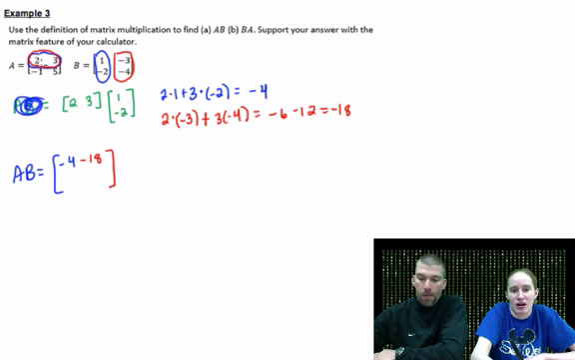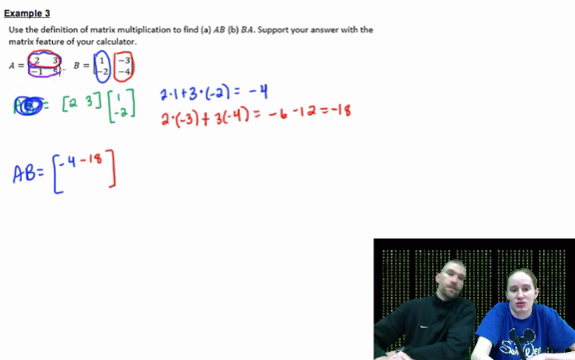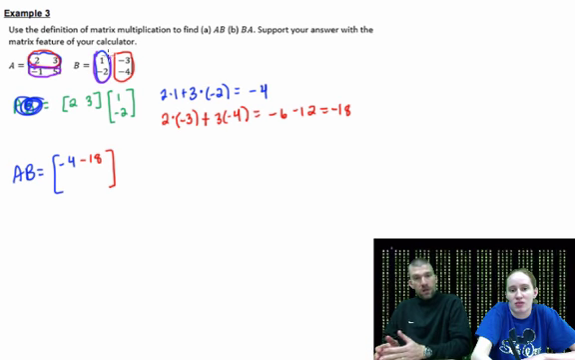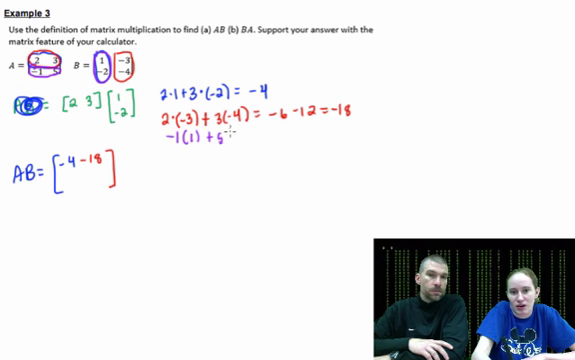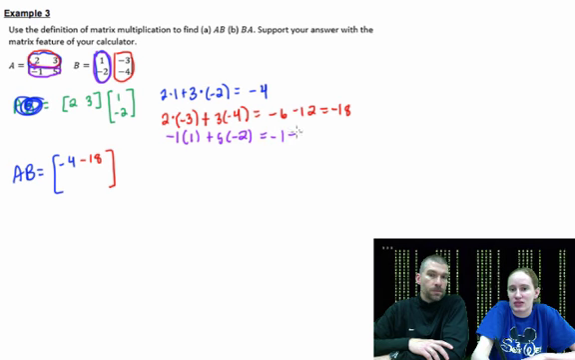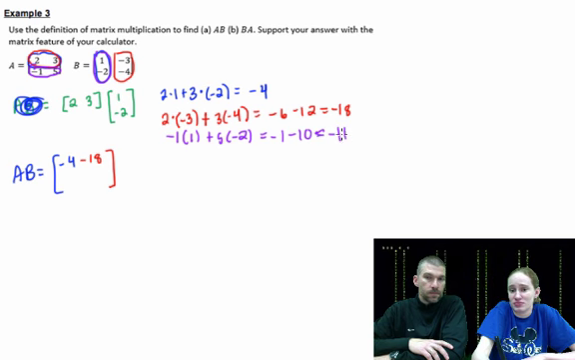New color. All right, now we're going to do the second row. Second row, first column. So you're going to do negative 1 times 1 plus 5 times negative 2. So negative 1 minus 10. Negative 11.